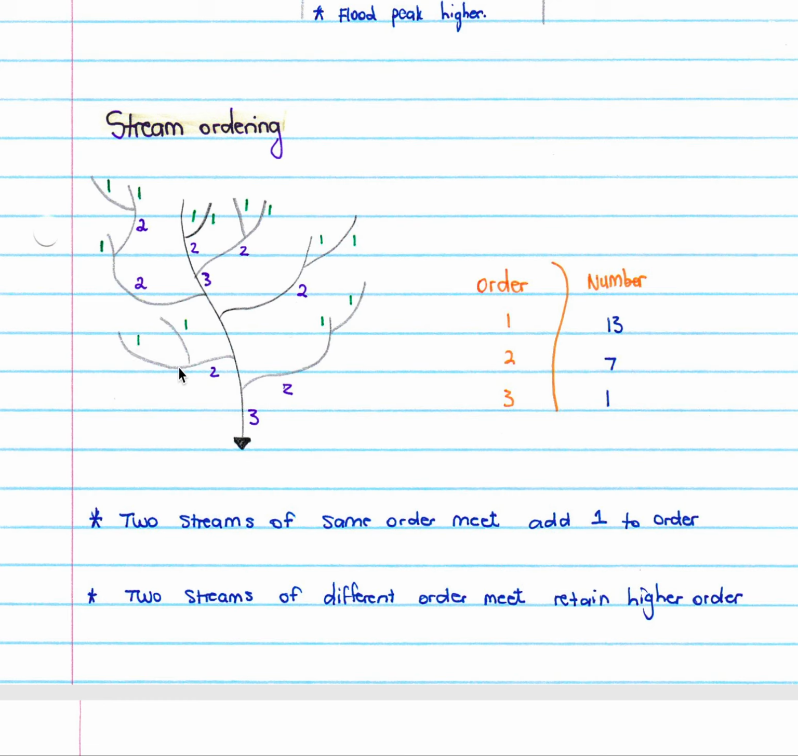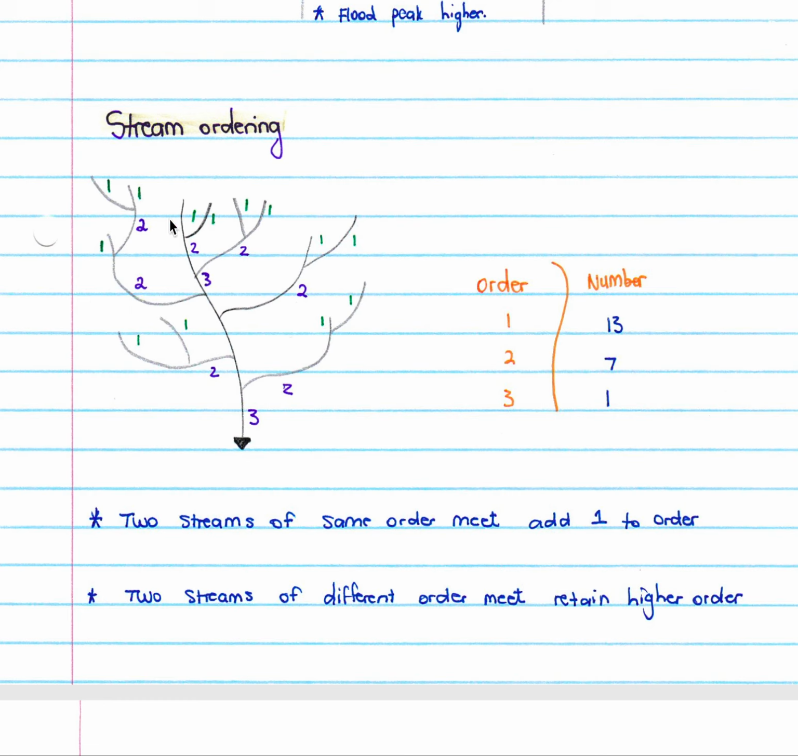Where a 1 meets a 1, the river after the confluence becomes a second order stream. In the same way, we have a first order here and a first order here, where they meet at the confluence. Following that, we have a second order stream. This stream over here would be a first order stream as there's nothing behind it or above it. And where a first order meets a second order stream at a confluence, the stream after the confluence retains the higher order. Therefore, it retains a second order stream.